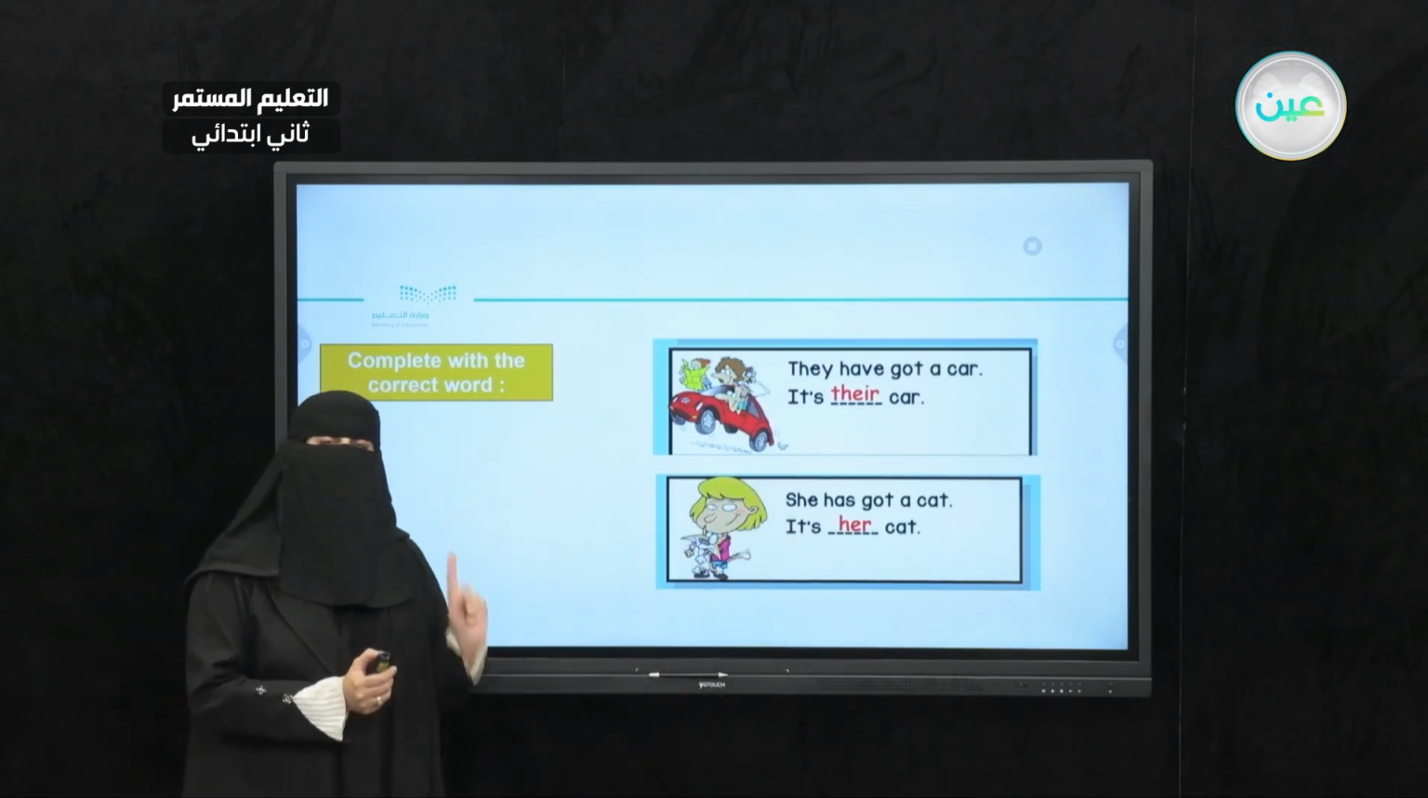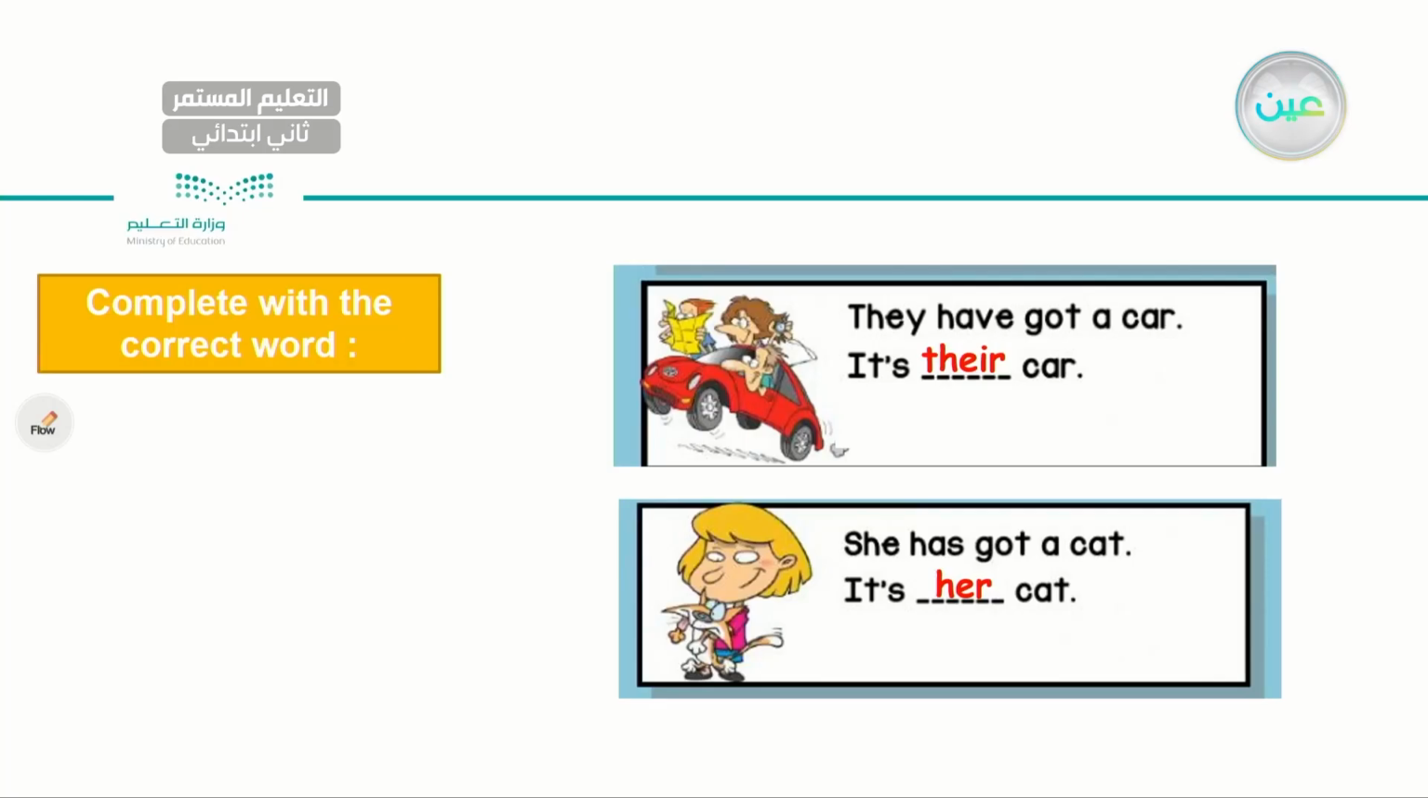Okay, let's read the sentence one more time. She has got a cat. It is her cat. Now, let's try to write something here. As you can see here, I have she, and it is also followed by a verb. Has is a verb. While the other one, the possessive adjective, is followed by a noun. Cat. It's followed by a noun. Very good, my dear student.